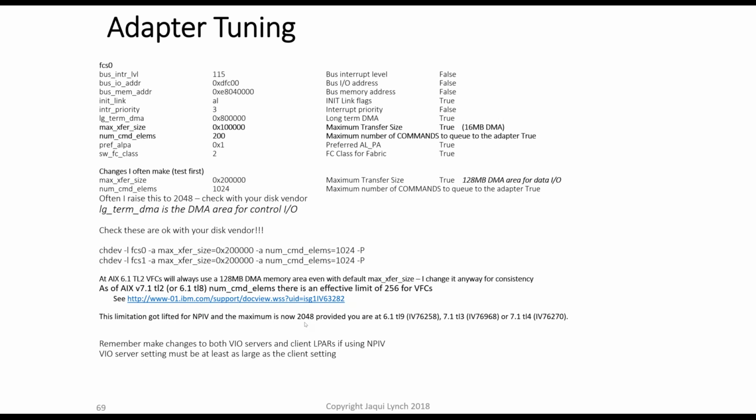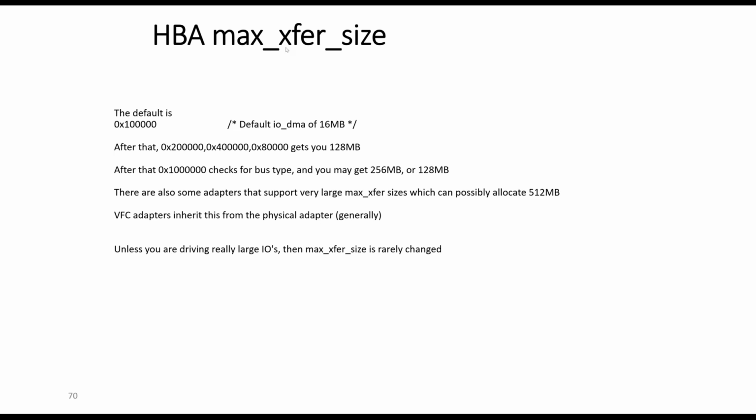What you're supposed to do is add up the number of IOs you want to have outstanding for each of your LPARs, and that's what your VIO server should have for num_cmd_elems. The reality is you're going to have to check with your disk vendor what they'll support, and typically it's going to be 1024 or 2048. One other thing with the HBA max transfer size: the size of the DMA you get depends on the value you put in. The default is the 16 meg.